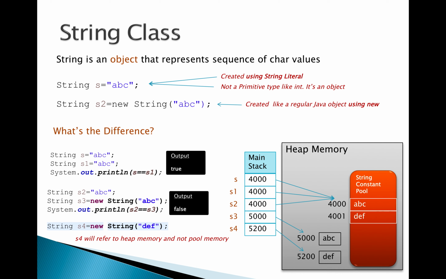If it is already present there, like in case of s3 equal to new String("ABC"), ABC is already present there. So it just creates the memory in heap and it does not create the memory in the constant pool since it is already existing there.